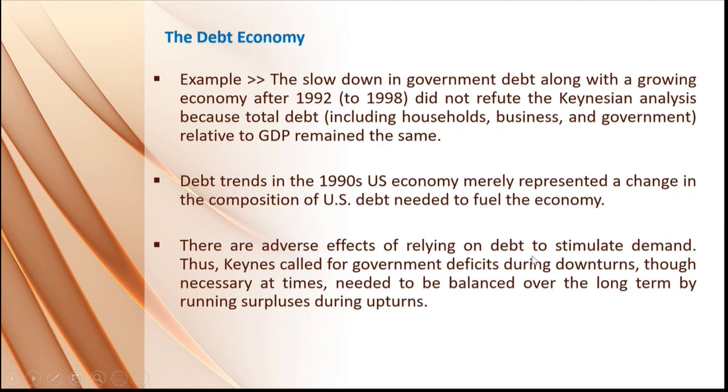There are adverse effects of relying on debt to stimulate demand. Keynes called the government deficit during the downturn necessary at the time needed, to be balanced over the long term by running surplus during upturn. So for a healthy economy, right, Keynes also called for government deficit only when necessary. That is, especially when you have a downturn, then investment is not enough to equal savings, so you have to increase government expenditure. So that is only when necessary, during economic downturn. So when you have an economic upturn, when saving is less than investment, you have to run government surpluses, right, to balance back the government deficit.